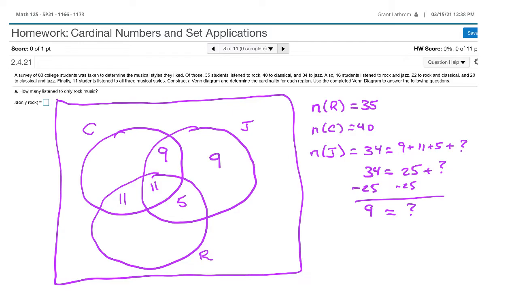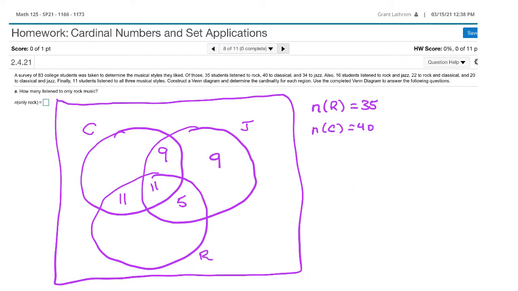Well, let's do the same thing now for the classicals. Okay, so what happens in this case? We know that we have a total of 40, but who we have accounted for so far, we have 9 of them, 11 of them, 11 more, and the remaining question mark that are out here in this circle.